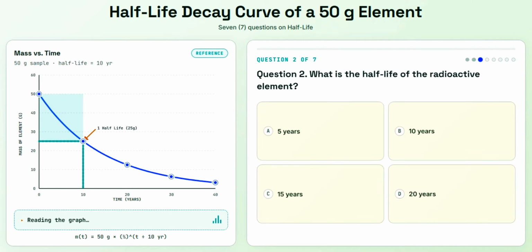Question 2. What is the half-life of the radioactive element? Half-life is the duration required for the mass of the element to decrease to half of its initial amount. Since we started with 50 grams, half is 25 grams. Projecting 25 grams from the vertical axis over to our curve aligns perfectly with 10 years on the horizontal axis. Therefore, the half-life is 10 years, which corresponds to option B.